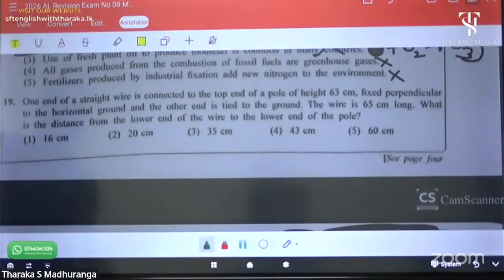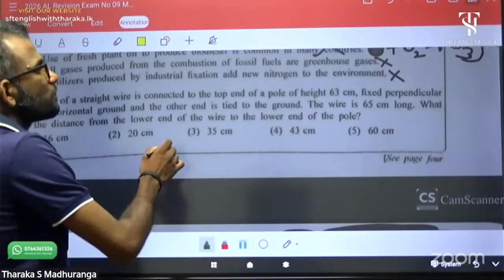One end of a straight wire is connected to the top of a pole of height 63 meters, fixed perpendicular to the horizontal ground, and the other end is tied to the ground. The wire is 65 meters long. What is the distance from the lower end of the wire to the lower end of the pole?